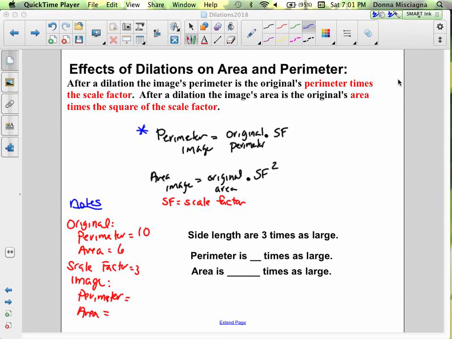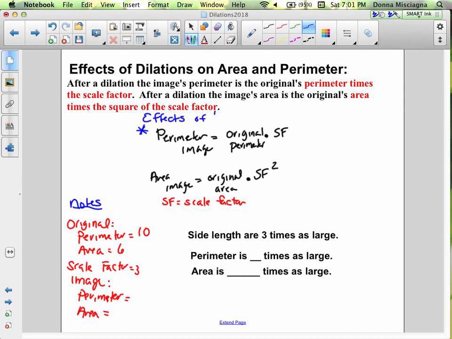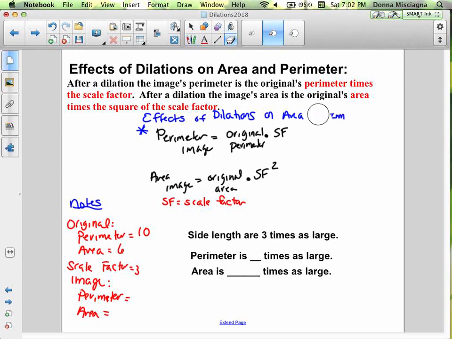And I want you to label, it's on the third page, effects of dilations on area and perimeter. Oops. Guess I leaned a little bit and it made my writing go all pooey. All right, so you can just put this part in your notes right above this.